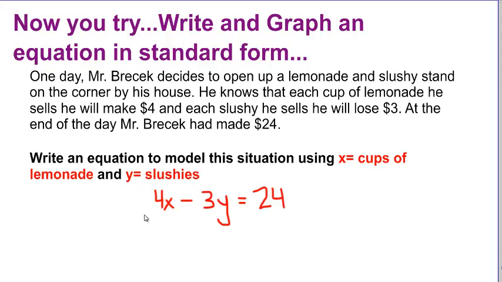Here we can see that because each cup of lemonade makes $4, our 4 is positive. Each slushy loses $3, so when it's losing, when it's decreasing, we know that's going to be a negative. So minus 3y equals 24. If you got 4x minus 3y equals 24, great job. If you didn't, go ahead and look through and figure out where you went wrong, correct your mistakes so you have the correct equation, and then be ready to attempt to graph it on the next slide.